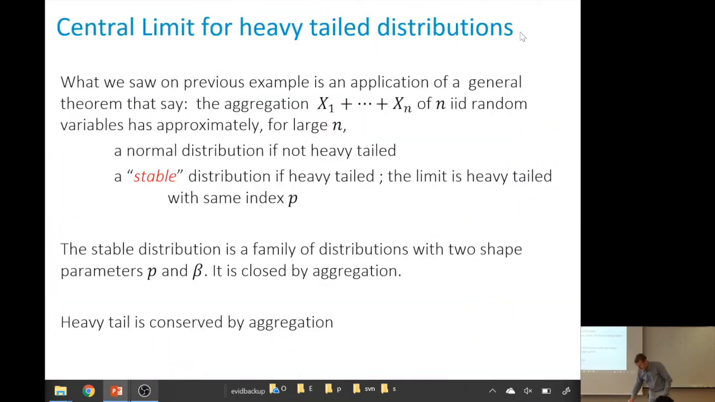How do we fit things that are mixtures? Well, this is the topic we will see after the break.